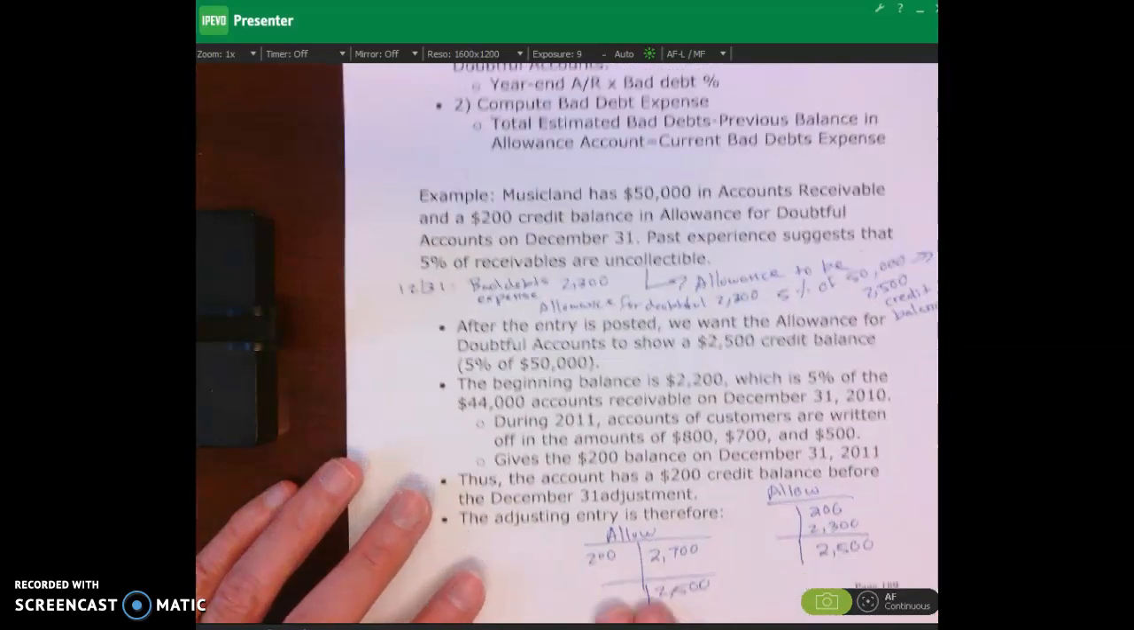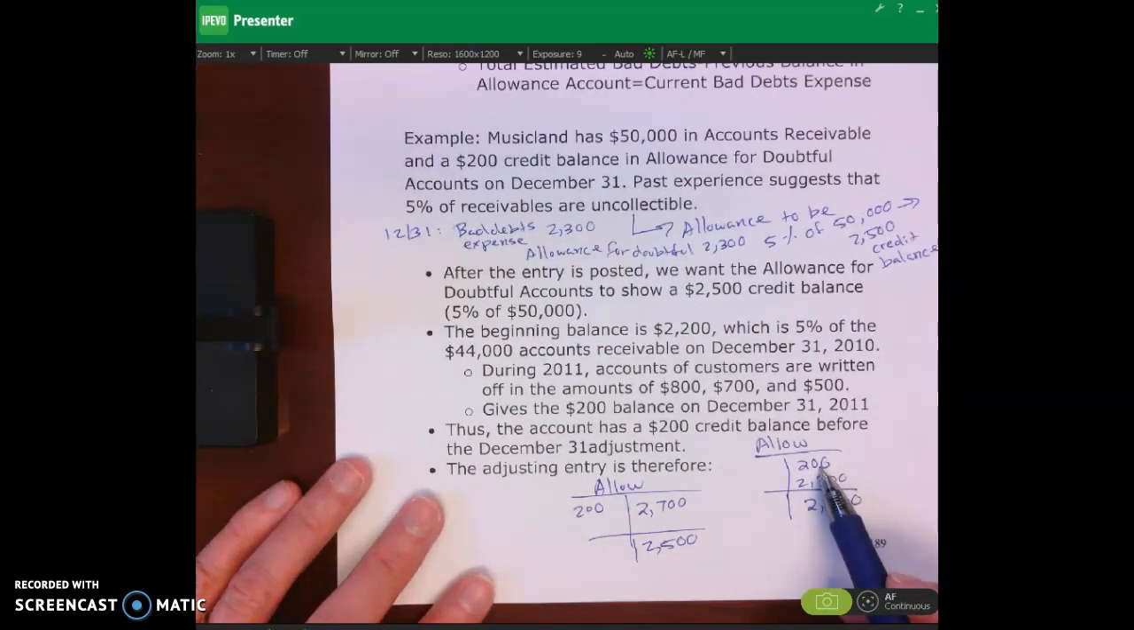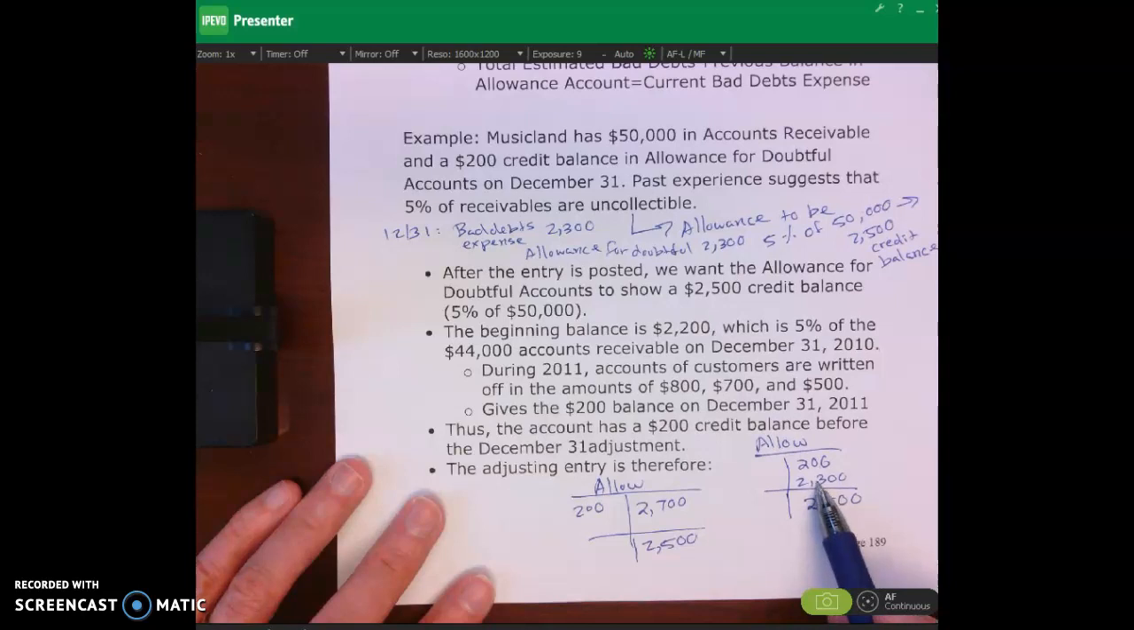How do we get $2,300? Well, look at the T account. We started with 200 right there, and then we had our 2,300 added to the 200 to get to that 2,500. Okay?